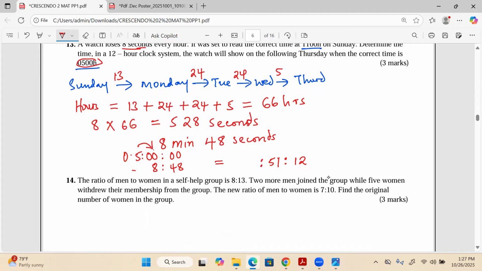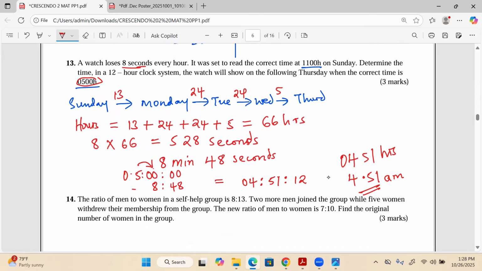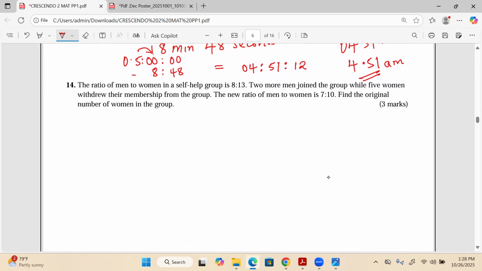Then this becomes now 4. So this is the time displayed, but technically now it shall be 0, 4, 51 hours, meaning that it should be 4:51 a.m. on Thursday. Just that. 4:51 a.m. on Thursday.